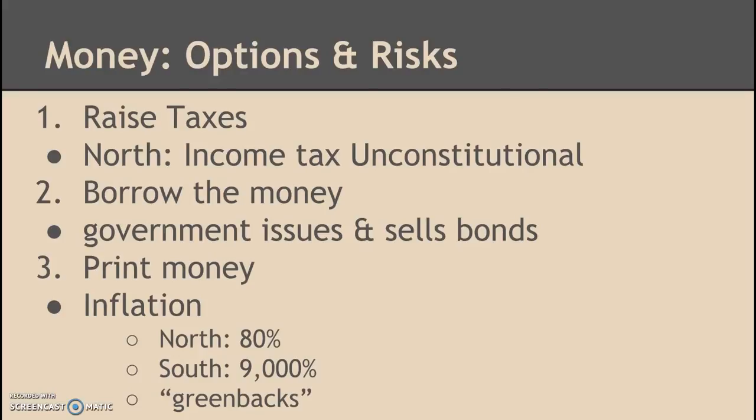In the South, where they printed $1 billion of paper currency, inflation from 1861 to 1865 was 9,000%. That is not a typo. That is not one of my little bonehead mistakes. No, you read that right. You heard that right. 9,000%. So a loaf of bread would cost $25 in the South by the end of the war. So as you can see, the money situation in the South is going to harm their war effort.